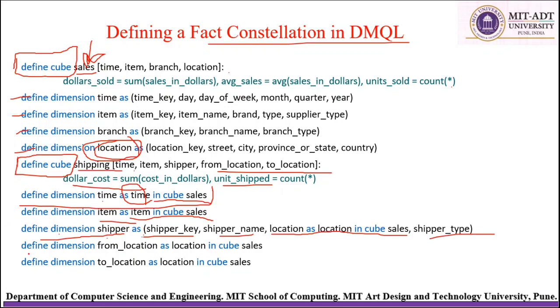Again, there are two attributes or extended dimension tables, that is from location and to location. Obviously, they are extended from the location dimension created in the sales cube. So we are writing here location in cube sales. So like this, we can create the fact constellation. We don't have to create the dimensions that are already created. If they are in sharing mode, we just have to give a reference to the already created dimensions from the data cube.